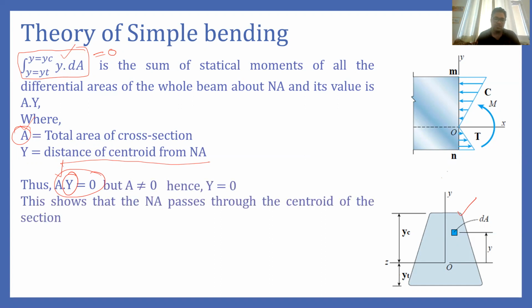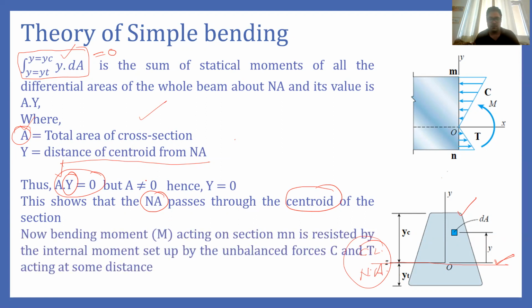Y equals 0 means the distance between the neutral axis and the centroid of the beam will be 0. It means the neutral axis and the centroid line pass through the same line, so this becomes the centroid line as well as the neutral axis line. With this derivation we concluded that the neutral axis and the centroid line of the element pass through the same line.